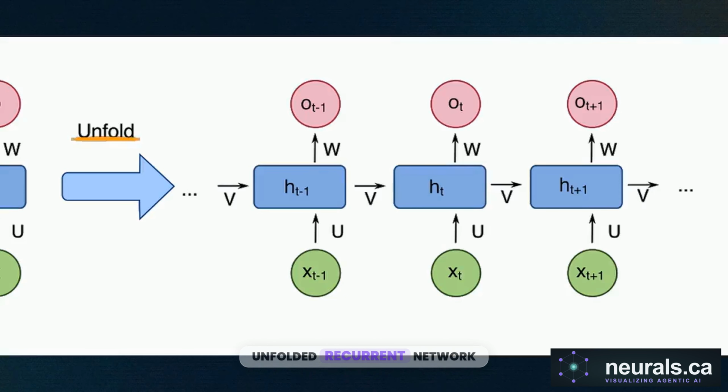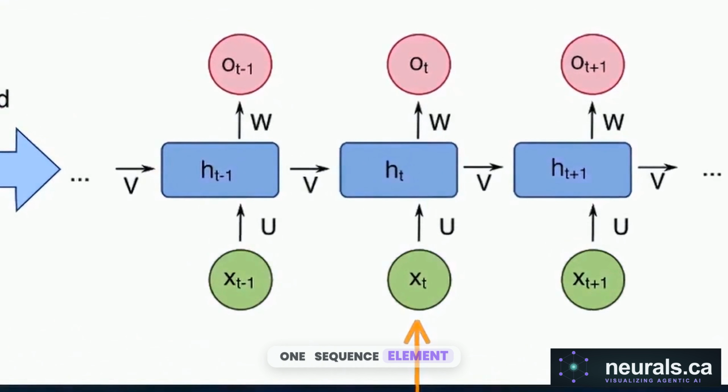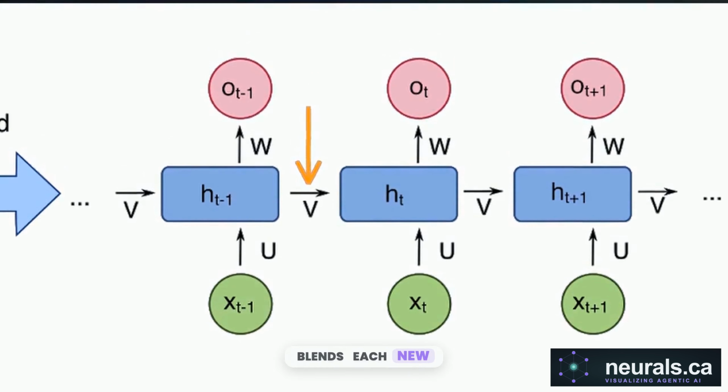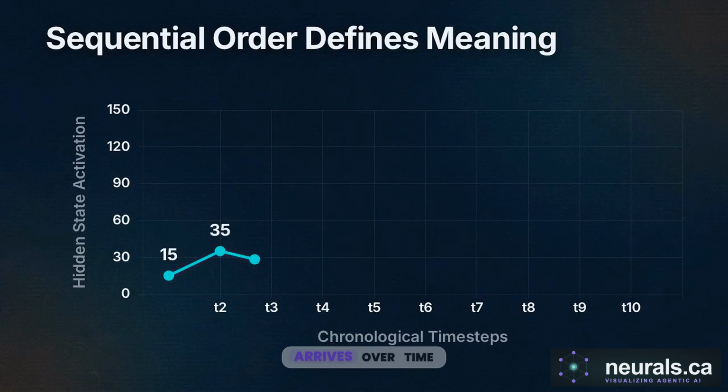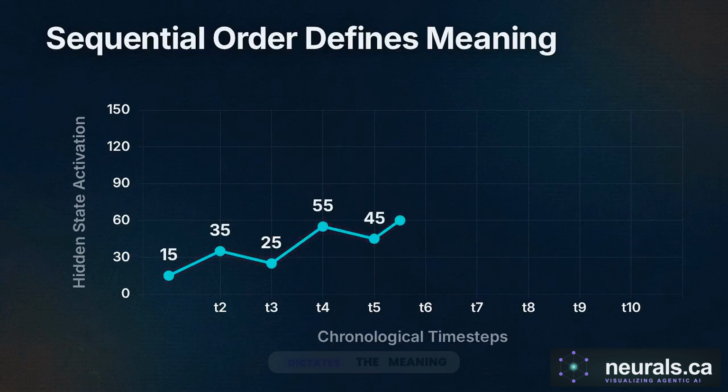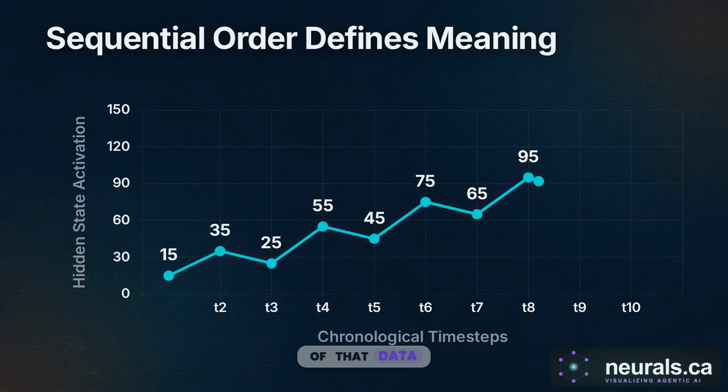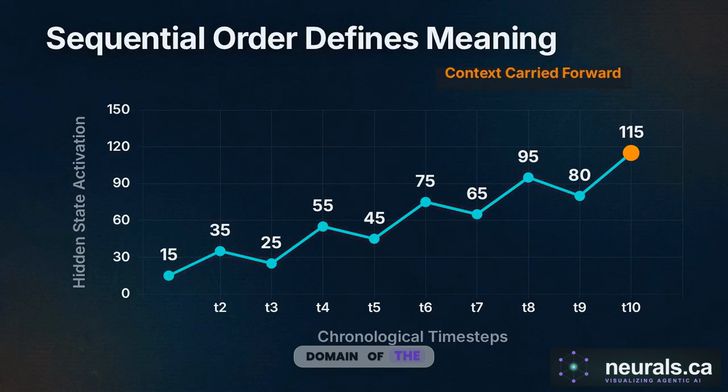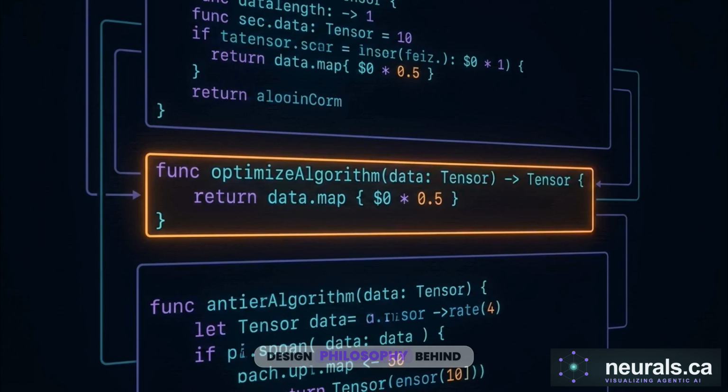This unfolded recurrent network handles forecasting by processing streaming data step by step. It takes in one sequence element, like a daily stock price, at each distinct time step. Notice the horizontal path. It blends each new observation with the previous hidden state, carrying the historical trend forward. Any problem where data arrives over time and chronological order dictates the meaning of that data is the exact domain of the GRU. The primary design philosophy behind the GRU is algorithmic parsimony.